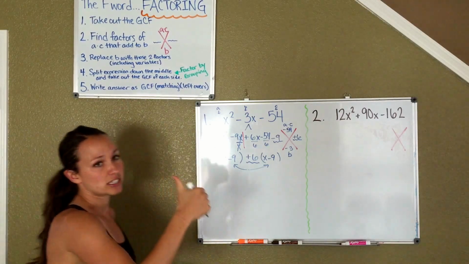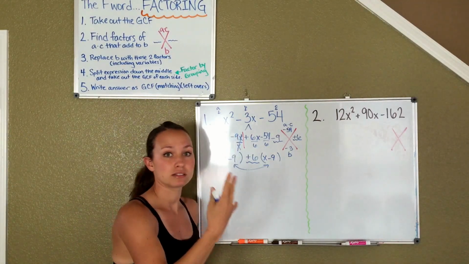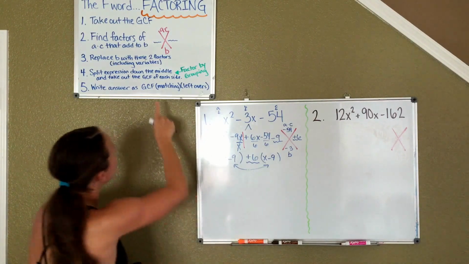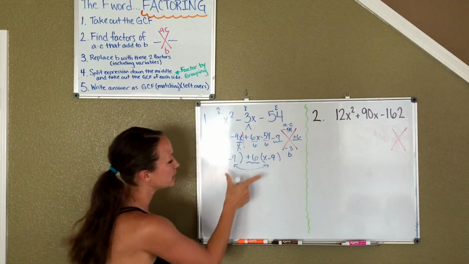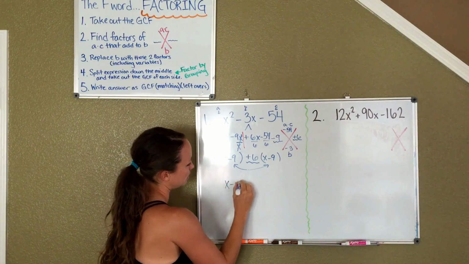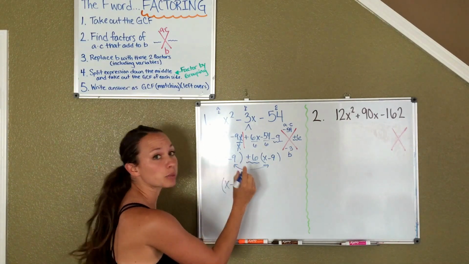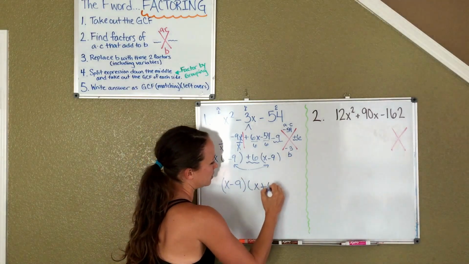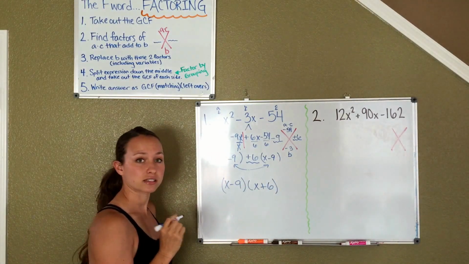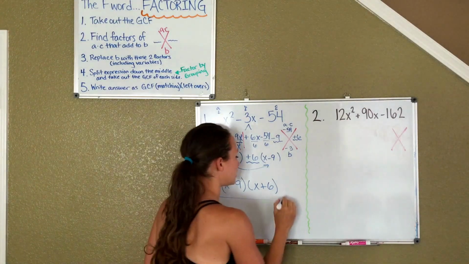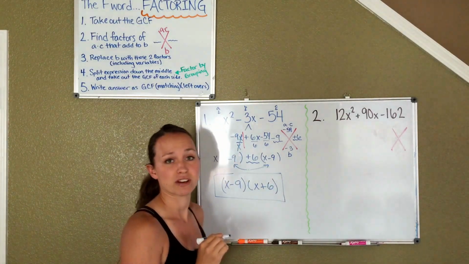Write the answer as the GCF, which if you remember back at the beginning, it was just 1, so we're not writing that. Matching. What are our matching terms here? The x minus 9. And finally, what are our leftover terms? X plus 6. And we have our final answer. Put that in a nice little box, circle it, something that draws your attention to that as your final answer.